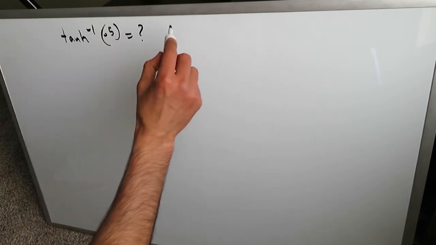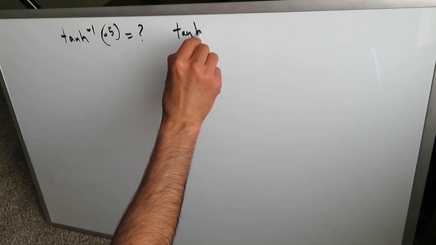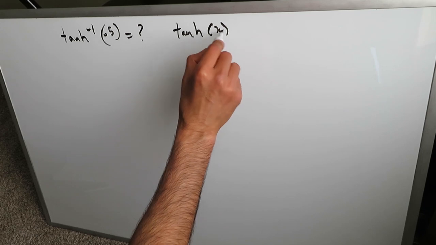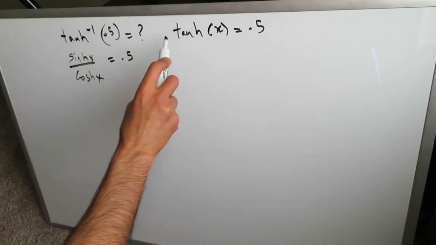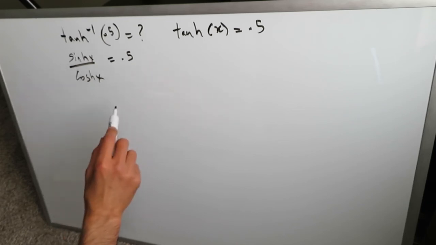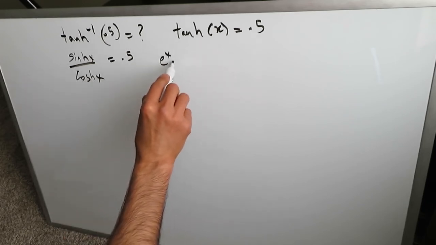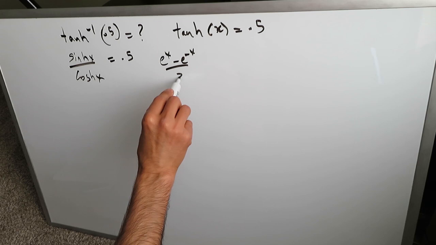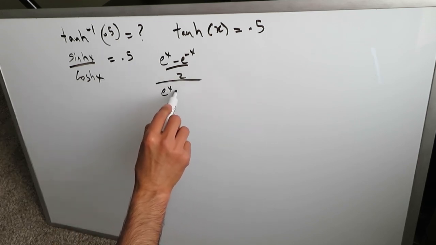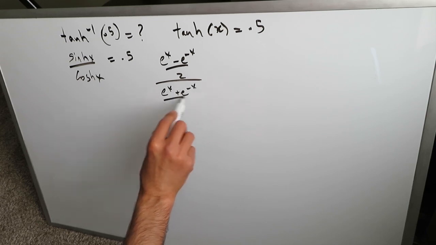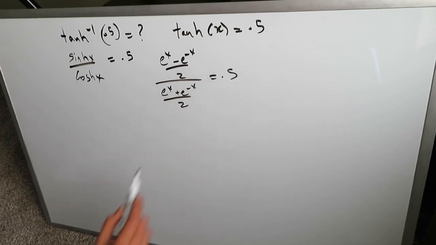Here's how the questions will normally show up. Essentially, you're finding the hyperbolic tangent of a certain value for which you got the answer 0.5. The question is this, but you're reading it this way. What's sinh x? e to the x minus e to the minus x over 2, divided by, what's cosh x? e to the x plus e to the minus x over 2, is equal to 0.5.